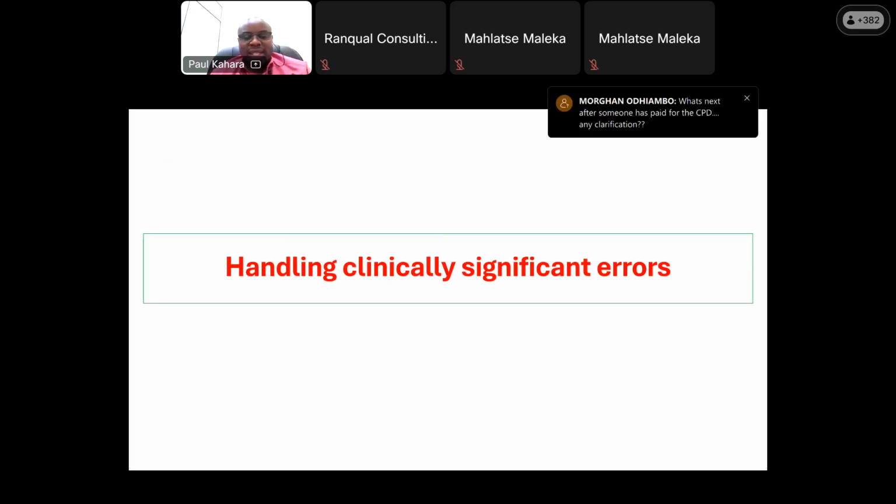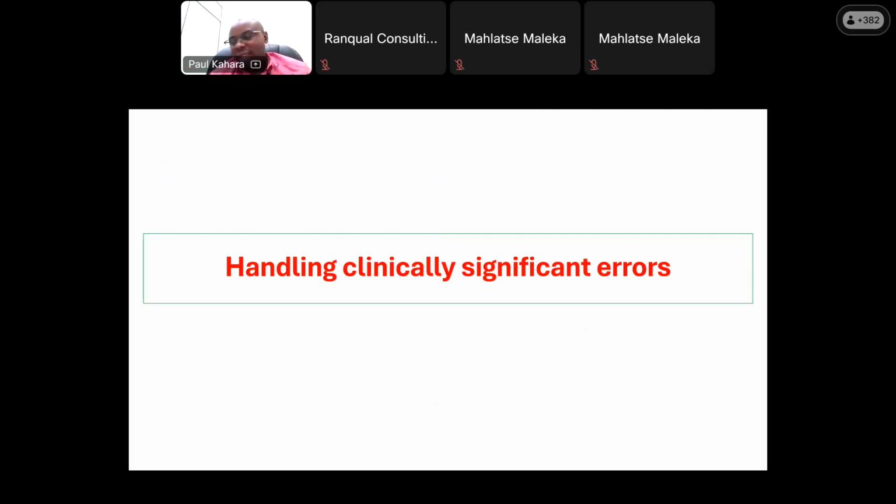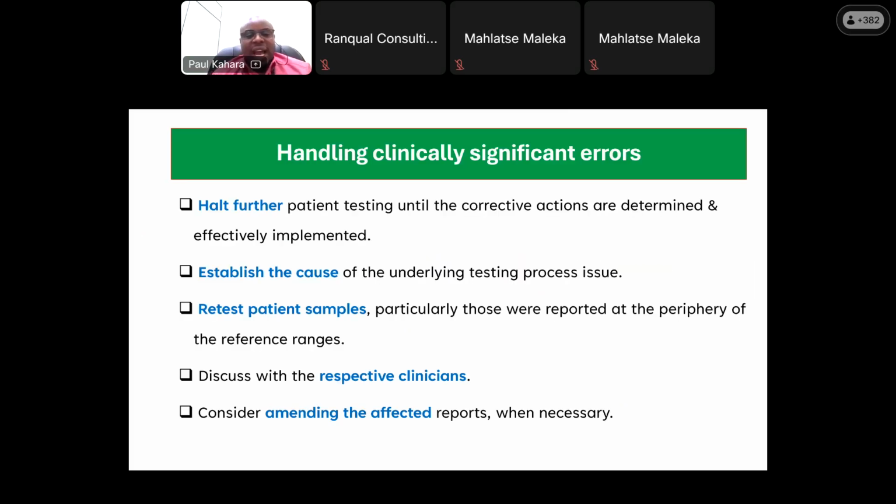Now, quickly, in the interest of time, how do we handle these clinically significant errors? Because sometimes we realize these errors are also affecting the patient samples. Sometimes these errors are not affecting patient samples. So for these ones that affect patient samples, the ones we are saying are clinically significant, how do you address them? So number one is halting further patient testing until the corrective actions are determined and effectively implemented.